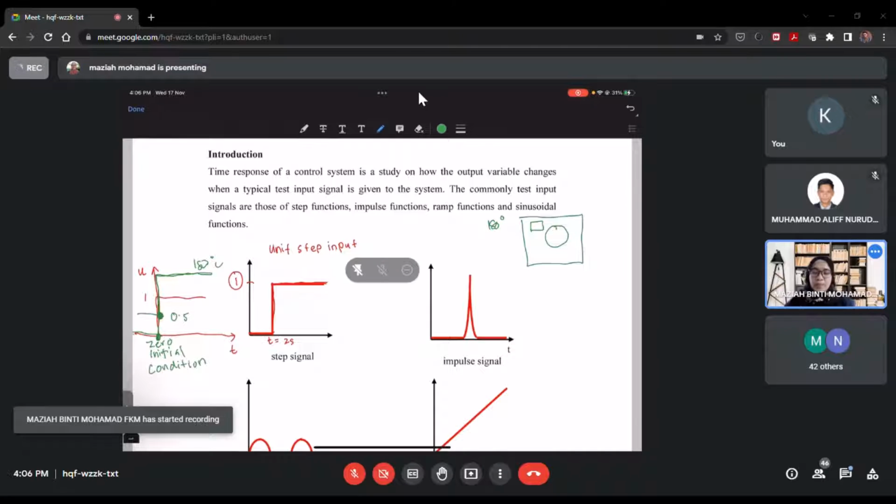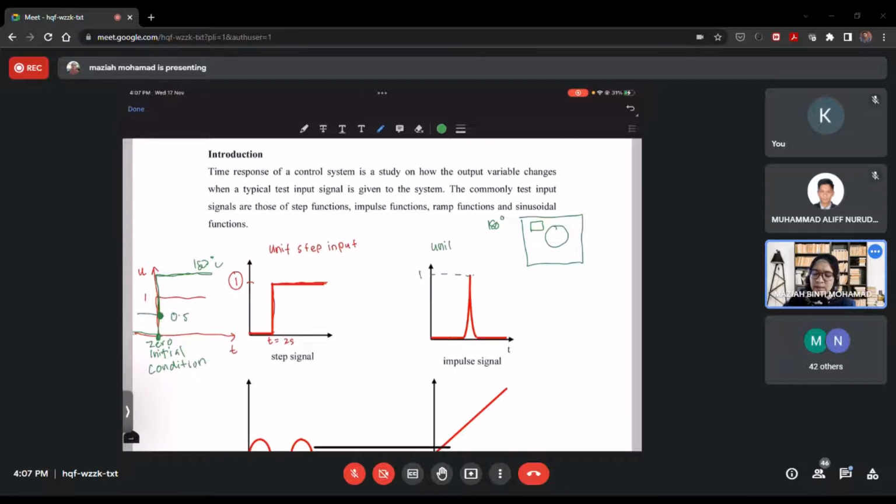So that is unit step input. The second one is impulse input. Again, if the unit here is 1, then we call it unit impulse input. But if the unit is not 1, then it's just a regular impulse input where the value can be anything. It can be 0.5, 0.6, 2, and so on.